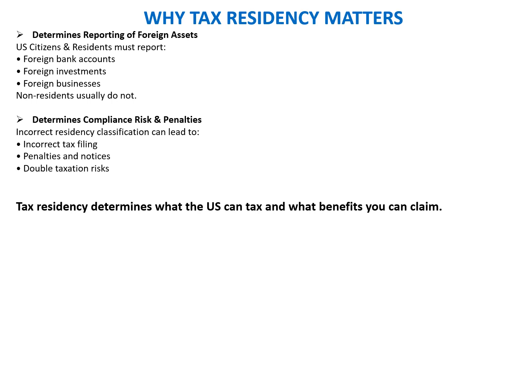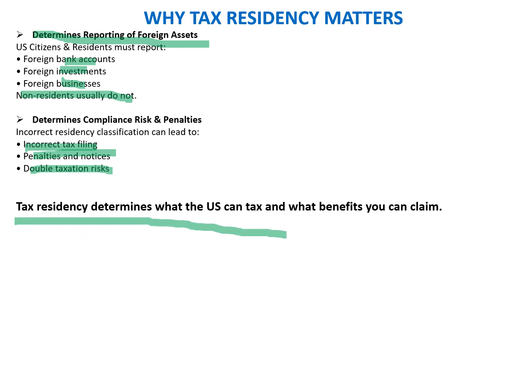The fourth point is to determine the reporting of foreign assets. US citizens and residents must report foreign bank accounts, foreign investments, foreign businesses. Non-residents usually do not. Then, determine the compliance and risk penalties. Incorrect tax residency classification can lead to incorrect tax filing, penalties and notices, and the risk of double taxation. So tax residency determines what the US can tax and what benefits you get.